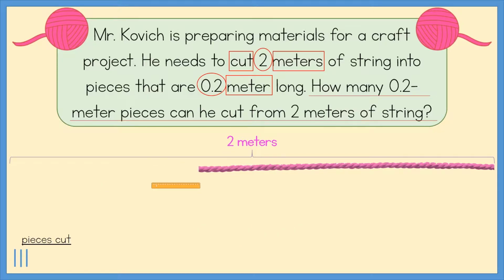Another 2/10. 1 4/10 minus 2/10 now. 1 2/10. 4 cuts. There's another cut. 1 2/10 minus 2/10. 1. There is 1 meter cut and 1 meter remaining.